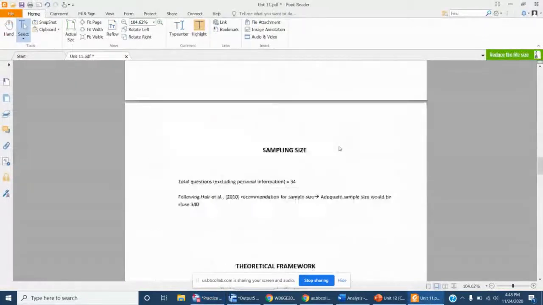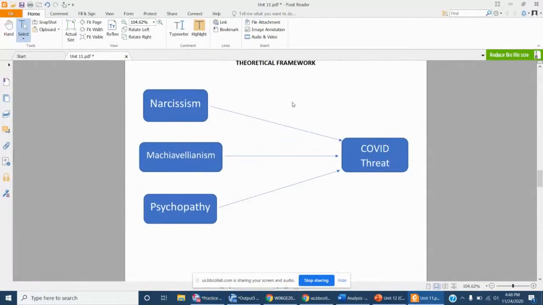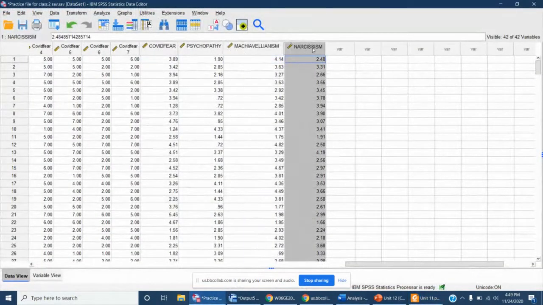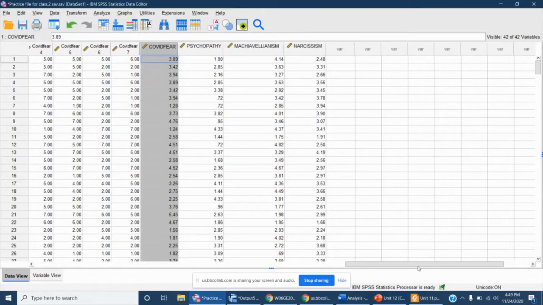Remember that our original theoretical framework was like this. Narcissism, Machiavellianism, and psychopathy are our IVs, and our COVID threat is the DV. So these are the four variables, and now we have our four indexes as well. It means that your number of indexes should be equivalent to the number of variables in your theoretical framework. Okay, so we are done with making indexes.